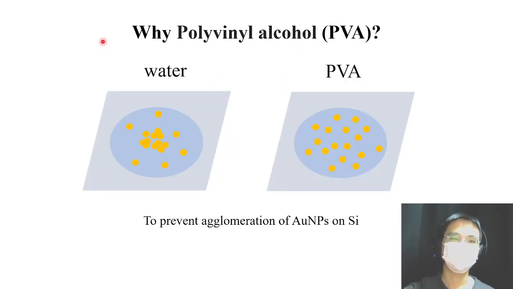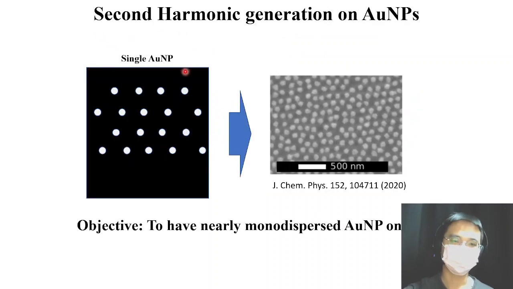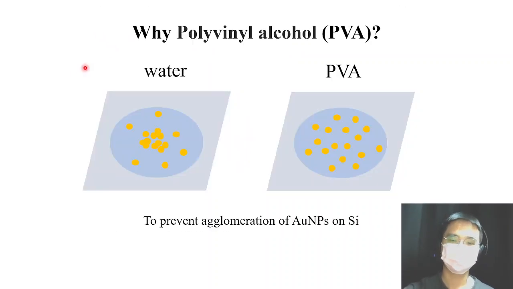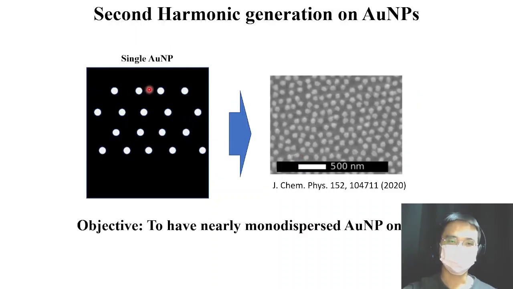Because of my substrate, I want to use PVA to let my gold be more uniform. In water, my gold nanoparticles will aggregate in the middle. If I use PVA, which is like a glue, it lets my gold nanoparticles be more uniform, and I can have more particles that are single ones.